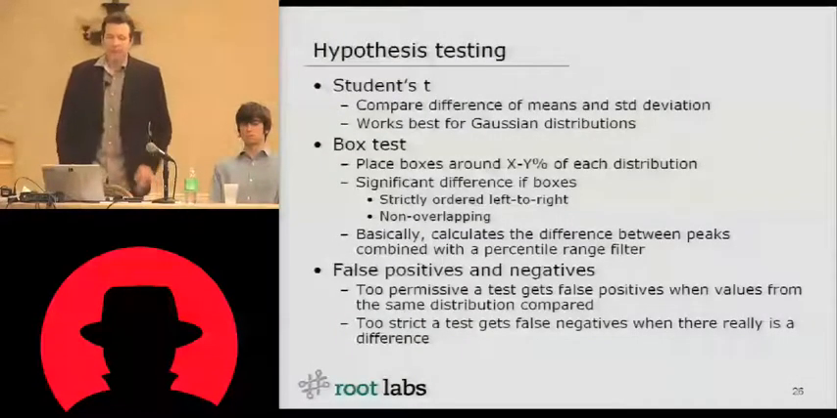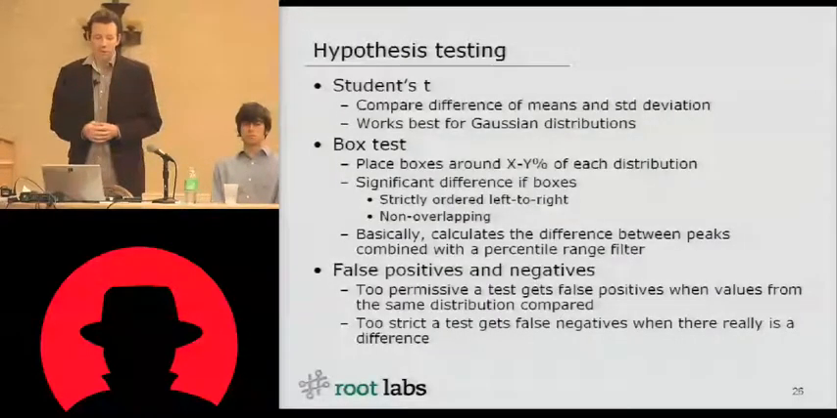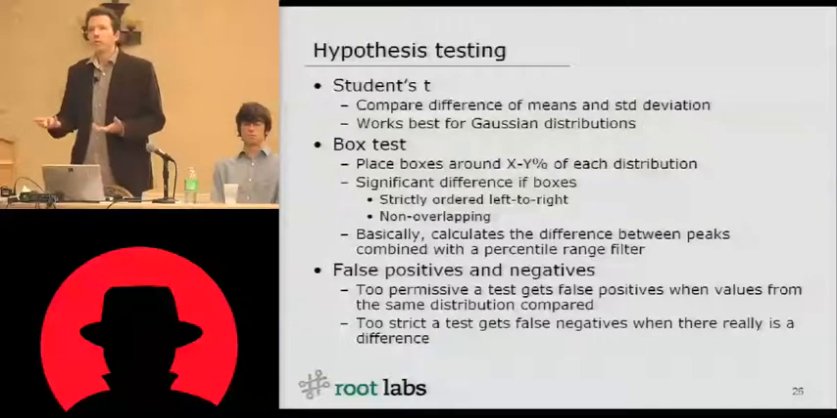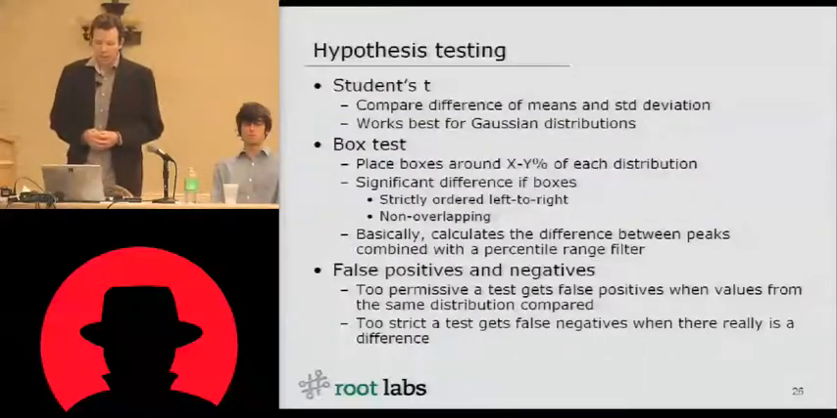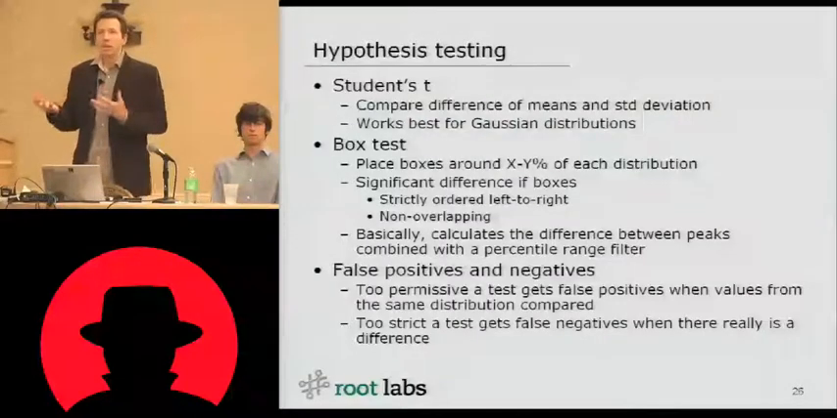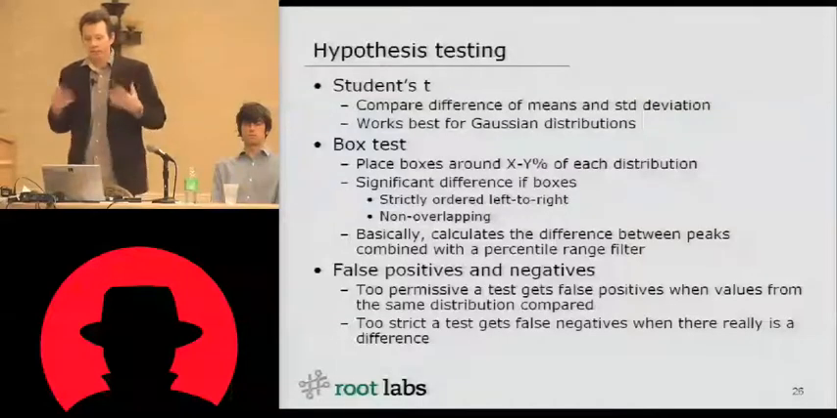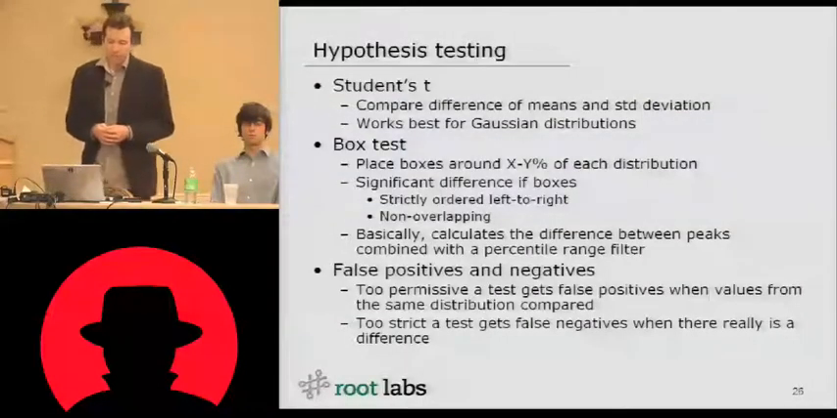Hypothesis testing. This is how you decide whether or not you found a difference. So here are some hypothesis testing approaches we looked at. The common one, Student's T, is a basic statistics class course. Basically, what you do is you look at the difference between the means and standard deviation of two distributions. And if there's a difference which is significant to a certain level, then you decide that they're different. Otherwise, you reject the null hypothesis and say these are the same distribution. Again, it works best for Gaussian distributions.